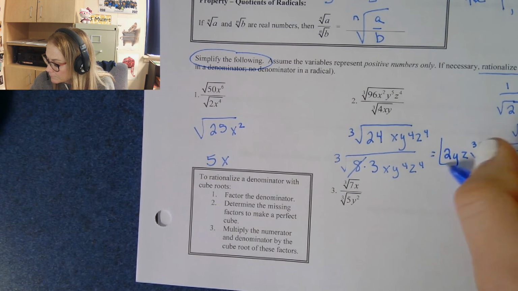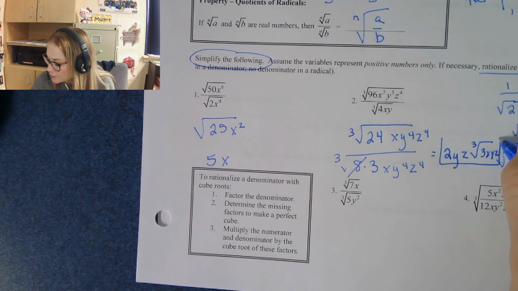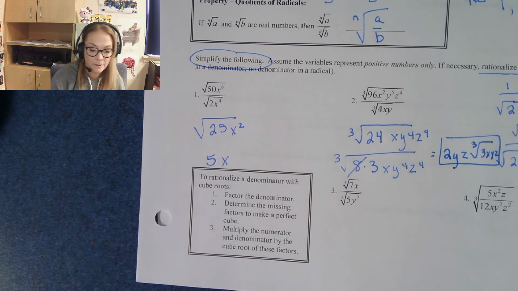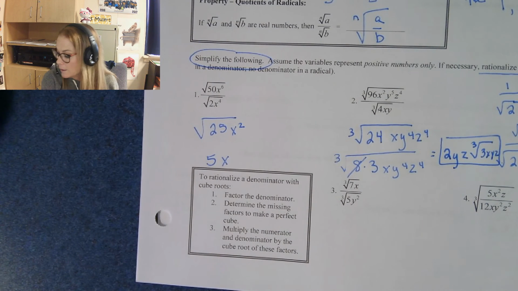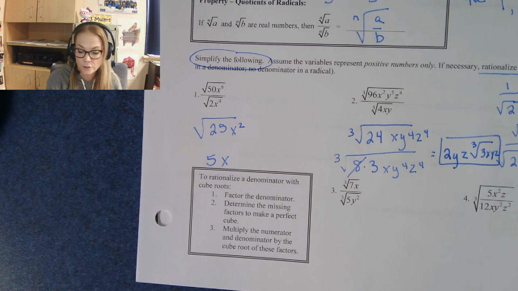A little rationalization got in the way there. Okay, so you end up with 2yz on the outside, cubed root of 3xyz on the inside. So hopefully you can see that okay.